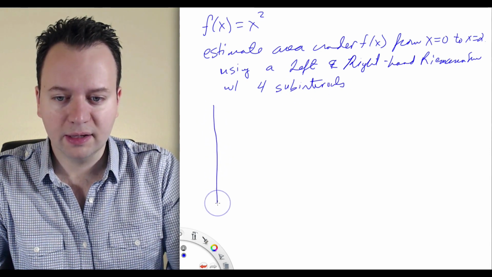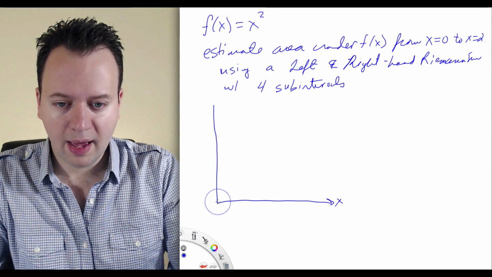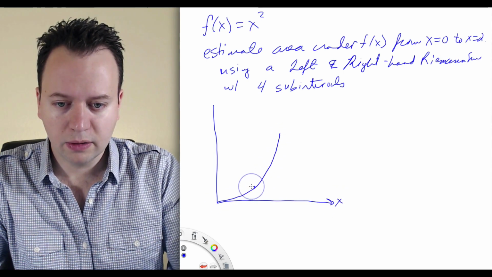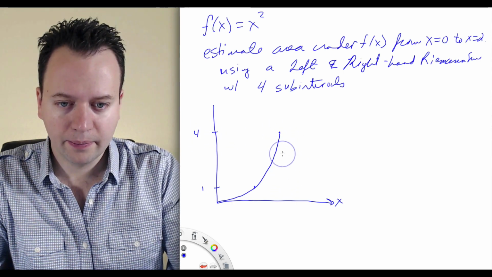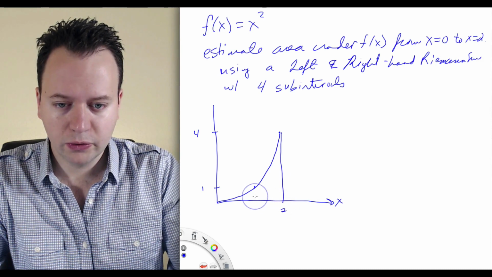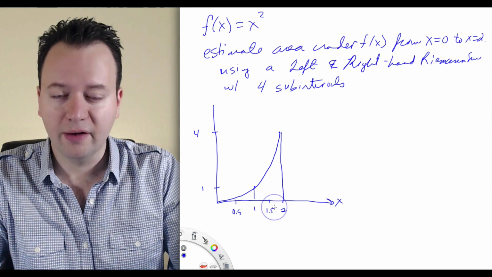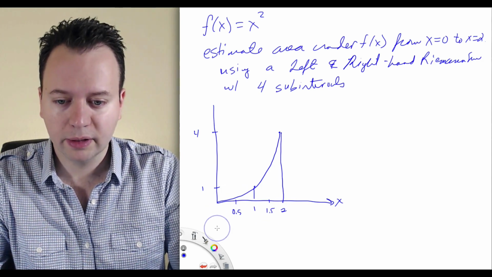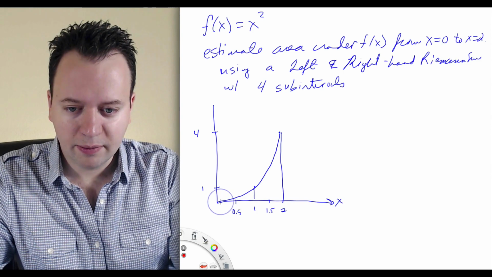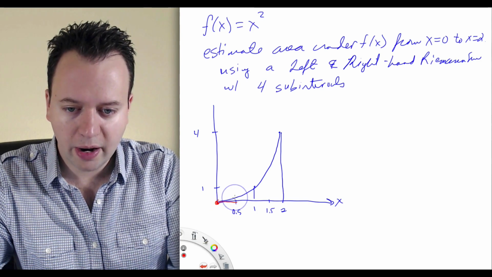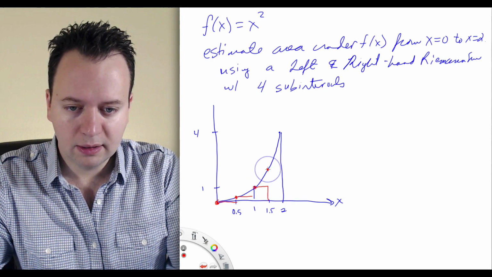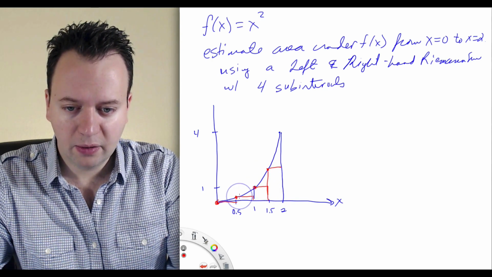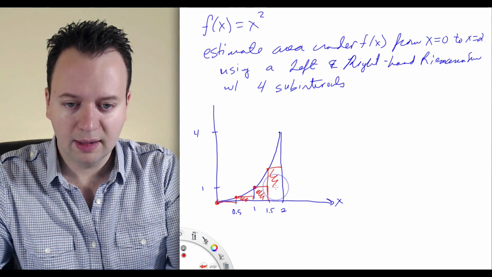So if we graph this, we have, so here the output is 1, and here the output is 4, 2, 1, 0.5, and 1.5. So we're going to use 4 subintervals. So the left-hand Riemann sum is going to look something like this. 0 area, some area here, some area here, and some area there. So the left-hand Riemann sum will look something like that.